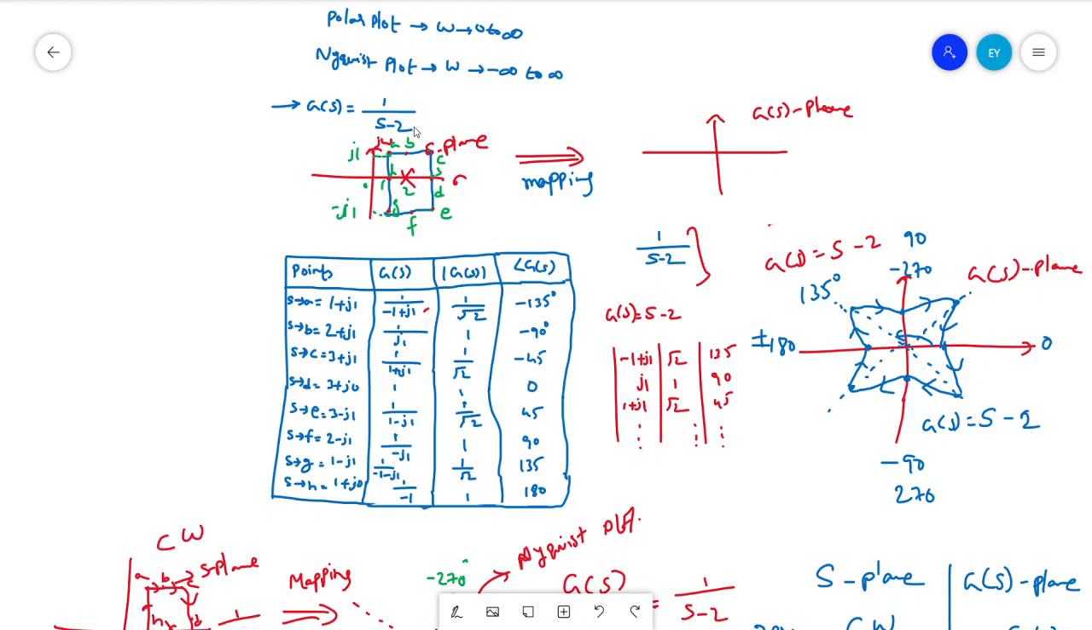If you observe this, there is a sequence. The magnitude varies from 1 by root 2 to 1, 1 by root 2 to 1, 1 by root 2 to 1, and 1 by root 2 to 1. So this is a sequence.